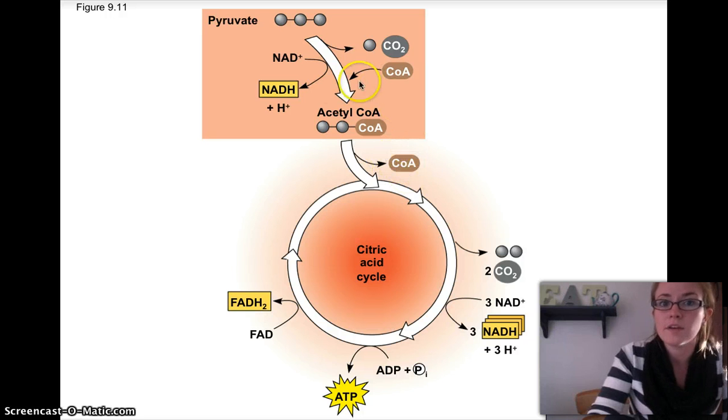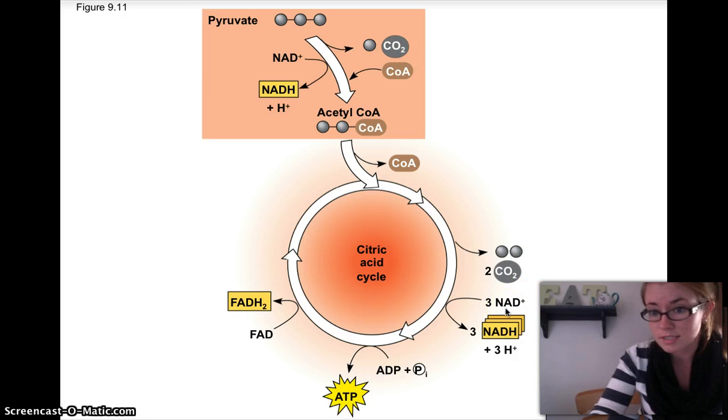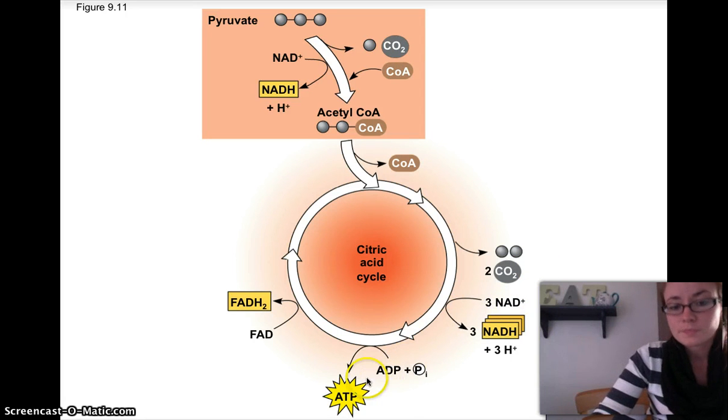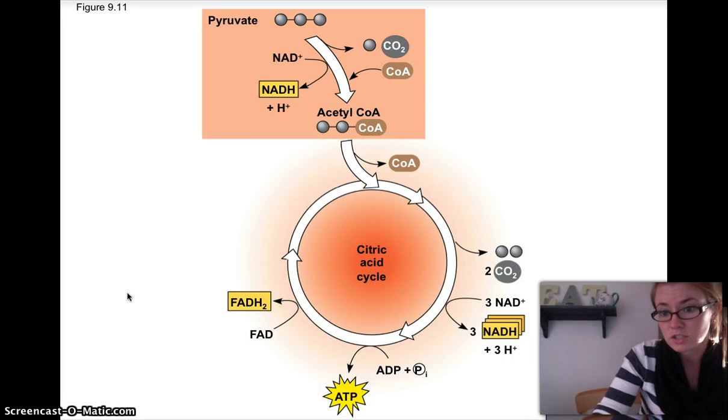So overall, we have 4 times 2 NADH, so we get 8 NADH. We get 3 times 2, 6 carbon dioxides per glucose molecule. In this step, we get 2 ATPs overall and 2 FADH2s.